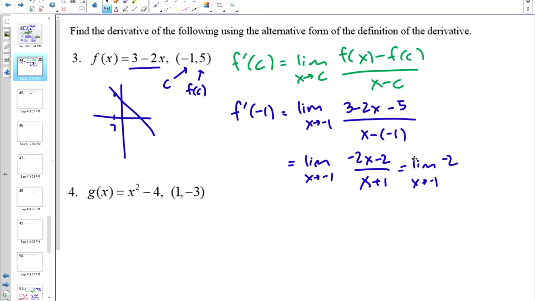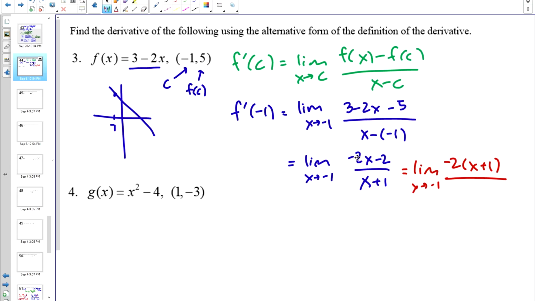If we plug in that negative 1 here, everywhere there's an x, we'll get negative 2 times negative 1 minus 2, which is 0 on the top, and the bottom will have negative 1 plus 1, which is 0 on the bottom. And it says, oh, got to do something else. And what's my first something else? It's factoring.